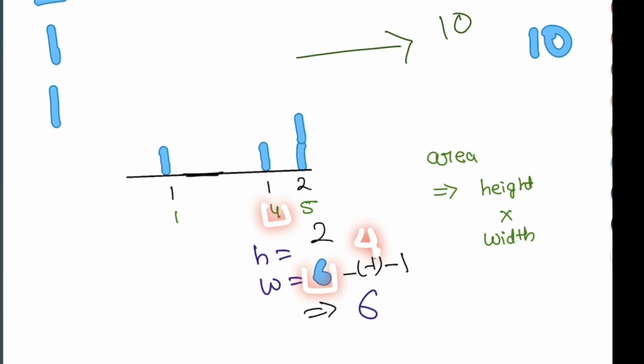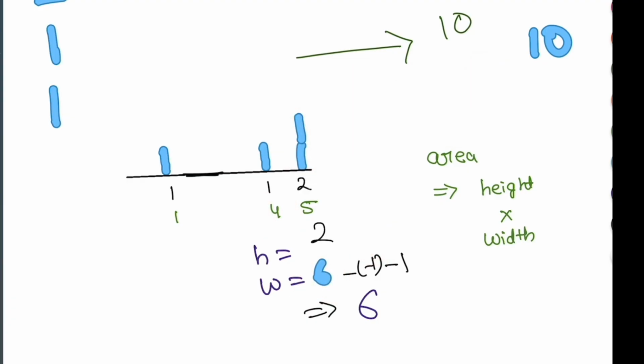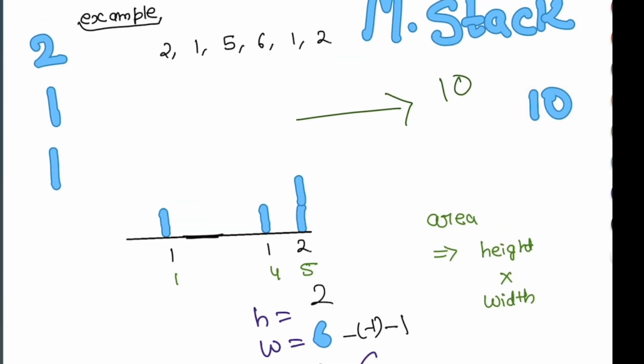So you can say n is 6. So 6, n minus last index, 4, minus 1. So the width is going to be 1. Basically this is a rectangle. Height is 2, width is 1. 2 multiplied by 1, it is 2. That's the area you have. But you have a better answer as 10. Alright, we have processed this 2.